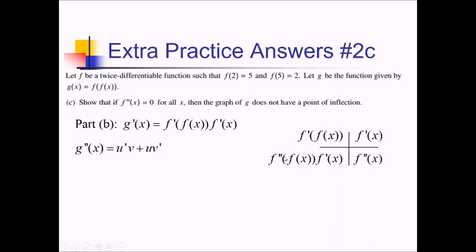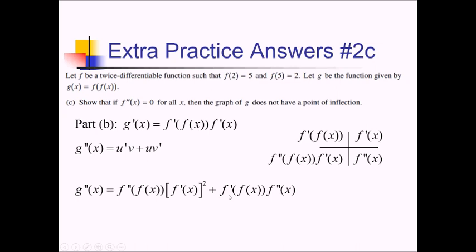Multiplying these out using the ribbon, this is going to be fun to say. I have f double prime of f of x times f prime of x times f prime of x. So I guess we could say f prime of x squared just to make it look a little bit cleaner. And then we're going to be adding f prime of f of x times f double prime of x.